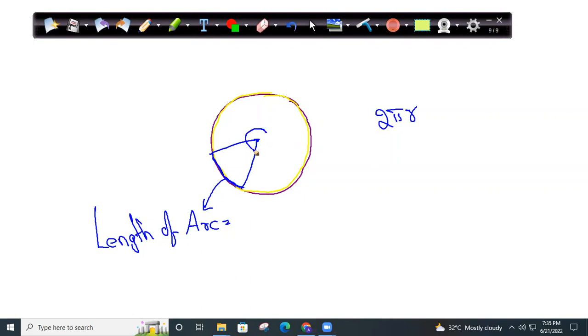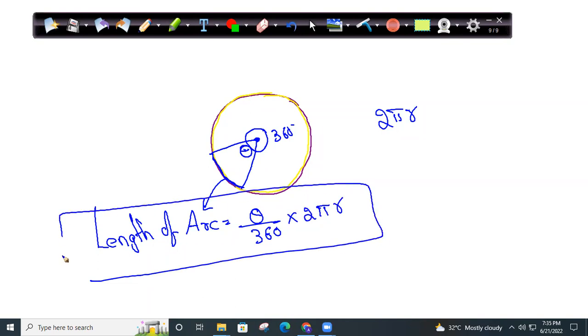And what is the total degrees at the center? 360 degrees. Because it is a circle, at the center it is 360 degrees. Assume this makes an angle some theta, some 20 degrees or 30 degrees. So this length is theta by 360 into 2 pi r. So the formula for length of arc is theta by 360 into 2 pi r.